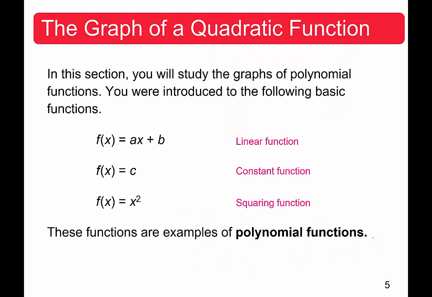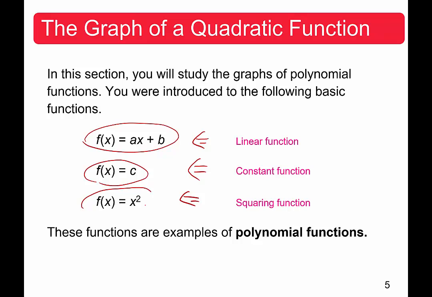So we already learned the linear function. A linear function is ax plus b, or mx plus b. And we have also learned a constant function and a squaring function in chapter 1, and we know what the graphs look like. These functions are examples of polynomial functions. We call the linear function degree 1, or first degree, because the leading power here is 1.